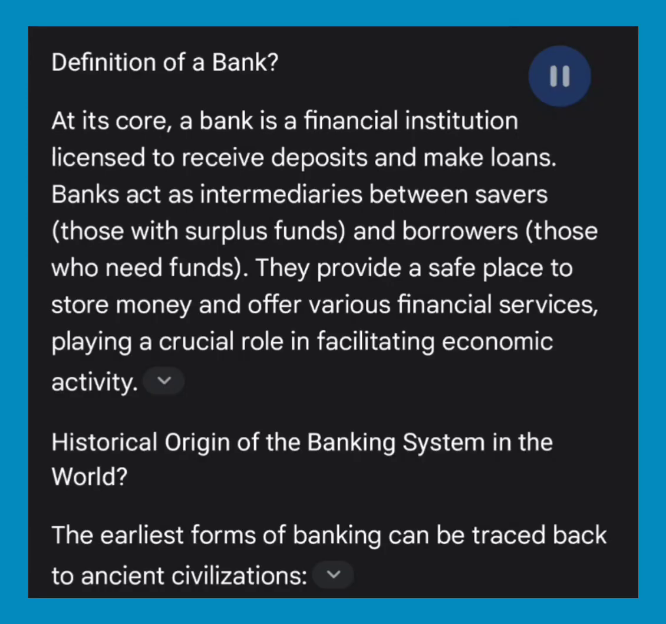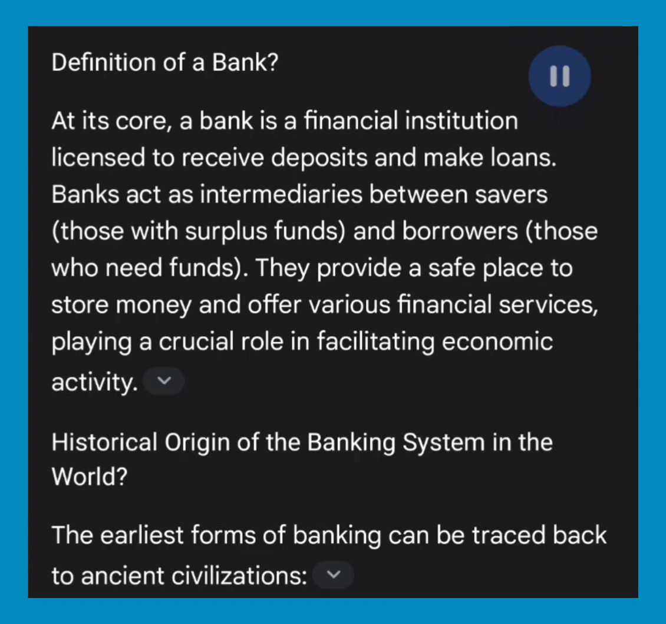A bank is a financial institution licensed to receive deposits and make loans. Banks act as intermediaries between savers, those with surplus funds, and borrowers, those who need funds. They provide a safe place to store money and offer various financial services, playing a crucial role in facilitating economic activity.